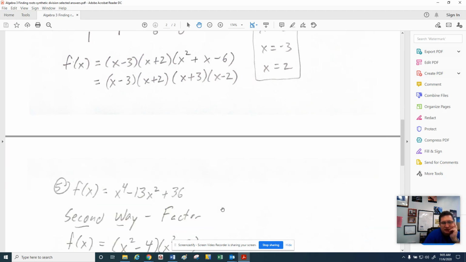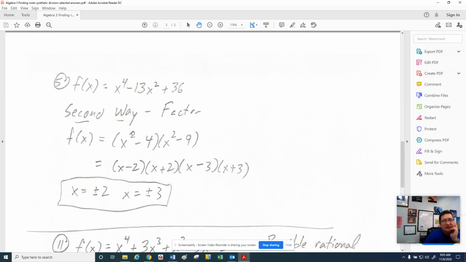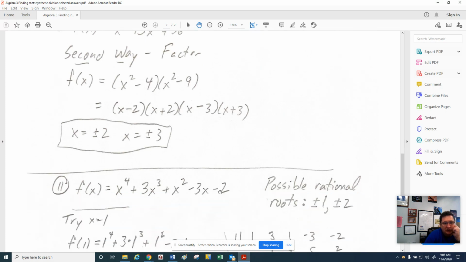I also chose to do this a second way. Sometimes, even though it's an x to the 4th or even an x cubed, sometimes if you're a good factorer, you can just go ahead and factor from the get-go. And so you might notice that this one factors actually in a relatively easy way: x squared minus 4 and x squared minus 9. You can continue to factor it and you'll get those same 4 answers.